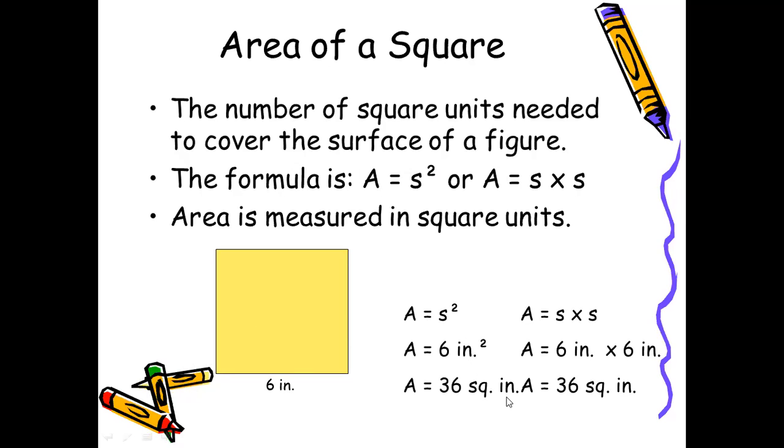This is how you need to write the units. Or s multiplied by s. You know this is one side, 6, and the other side is also going to be 6. So that's also going to give you 36 square inches.